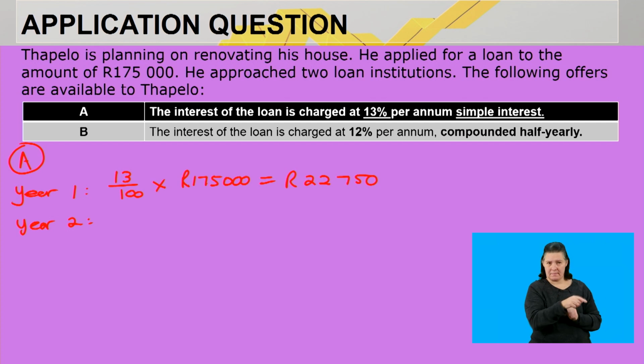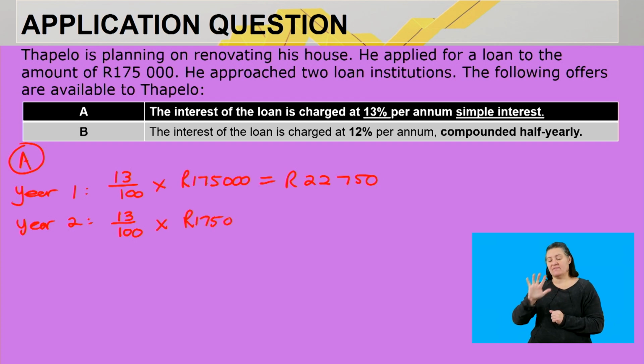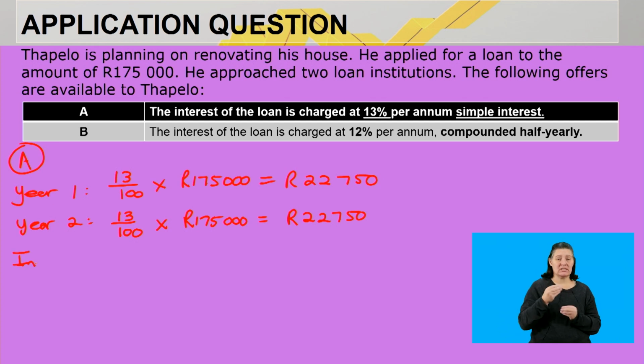I will now look at year 2. Same needs to happen here, right? So it's going to be the 13% of 175,000. Remember, we indicated with simple interest, we calculate on the principal amount, right? So that will also give us then 22,750.